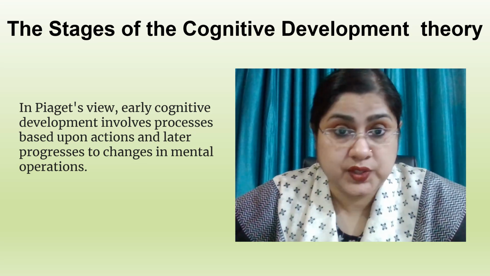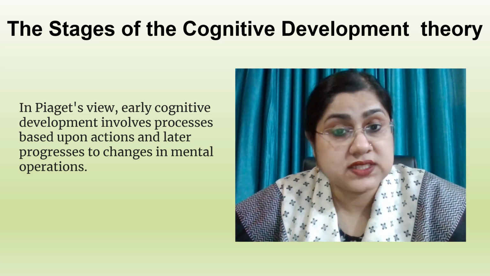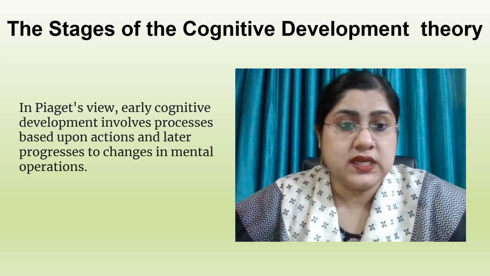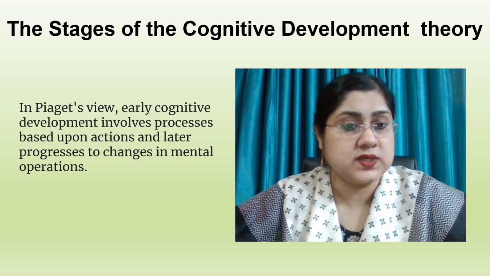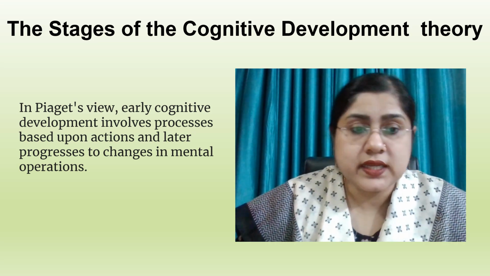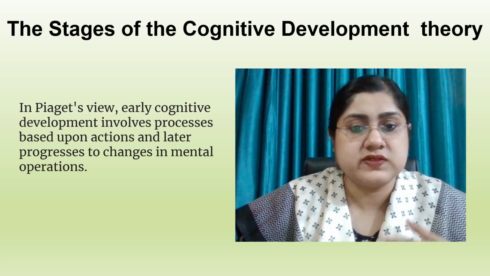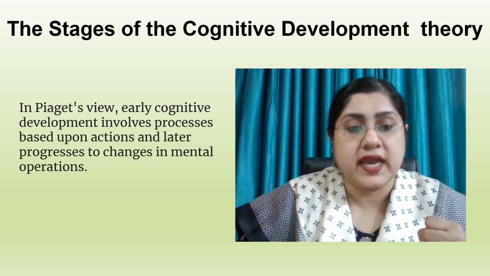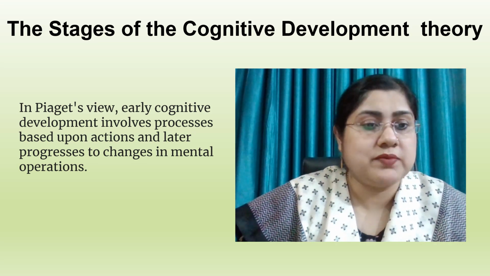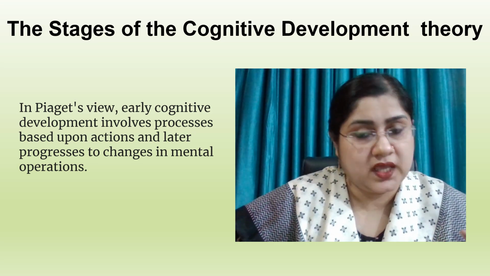Piaget's stage theory describes the cognitive development of children. Cognitive development involves changes in cognitive process and abilities. In Piaget's view, early cognitive development involves processes based upon actions and later progresses to changes in mental operations.